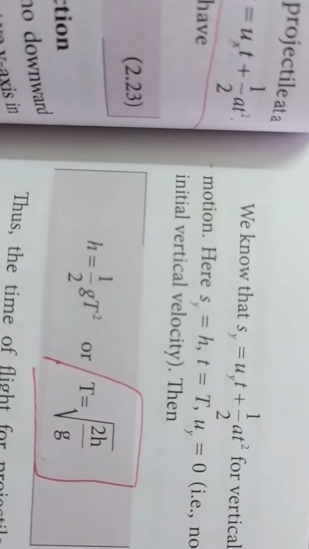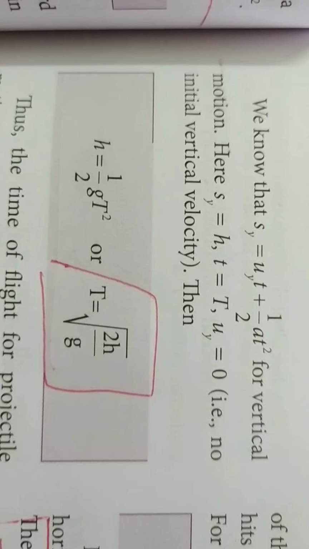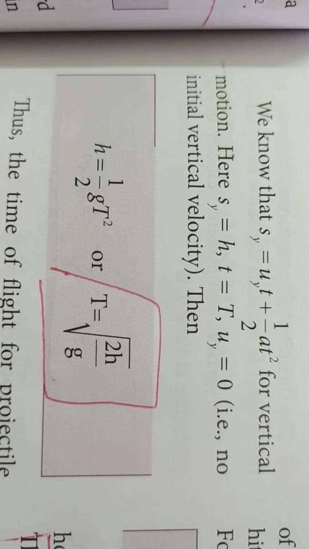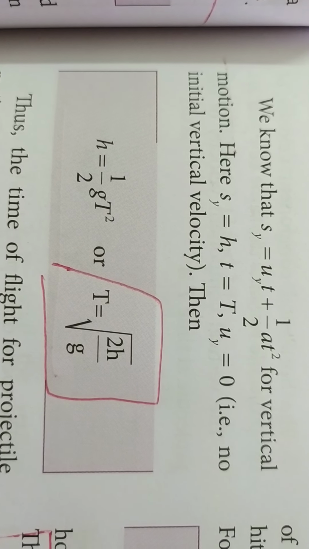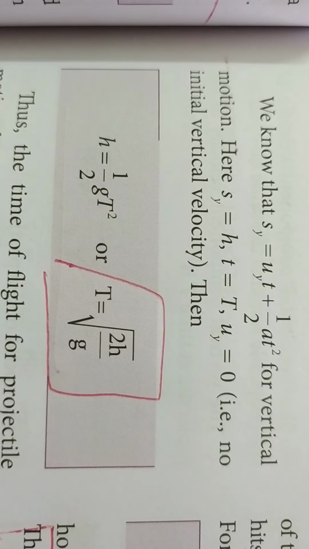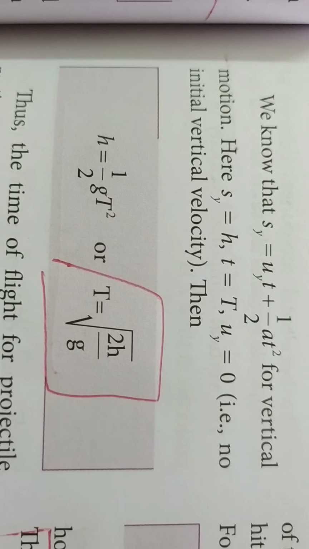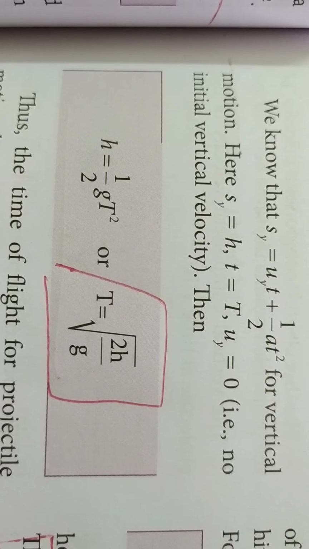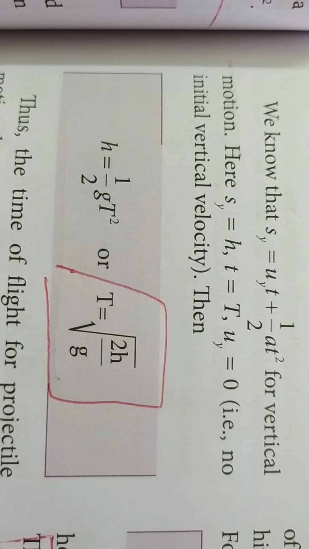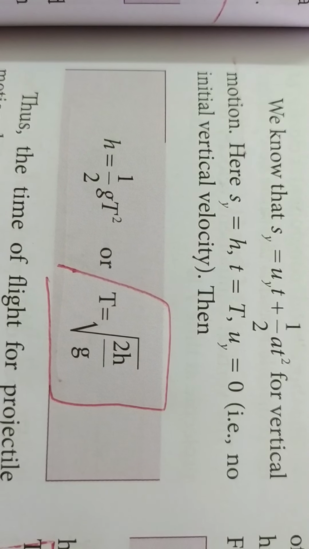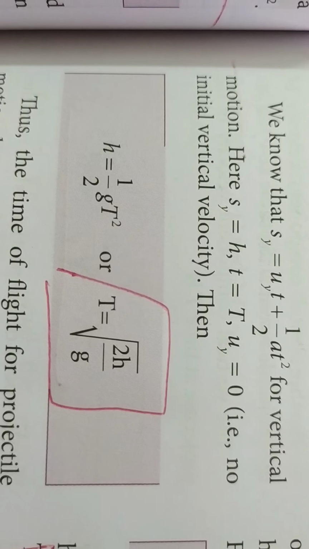And here, this is in the vertical direction. So s_y is equal to u_y t plus half a t square. Here s_y is equal to h, because we are throwing the object from the height h, and t is the time, and u_y is equal to 0, because there is no initial vertical velocity. So substituting that, you will get h is equal to half g t square, or t is equal to square root of 2h by g. This time is nothing but the time of flight of the projectile.